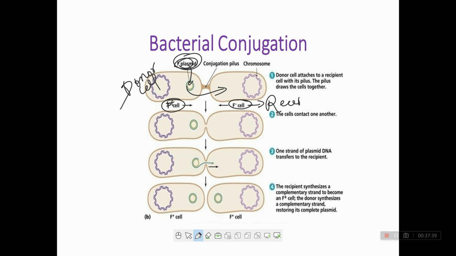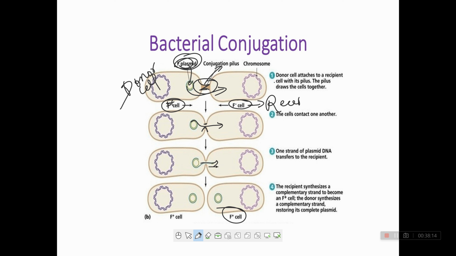So this F plus will go inside the F minus. How? With the help of the conjugation pilus. The pilus is formed, and the cells combine with each other. After that, the F plus plasmid goes inside the recipient cell and replicates, right? And after going inside, the F minus cell is converted into an F plus cell.